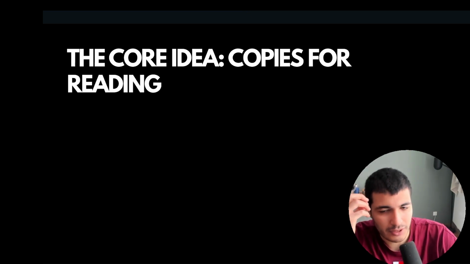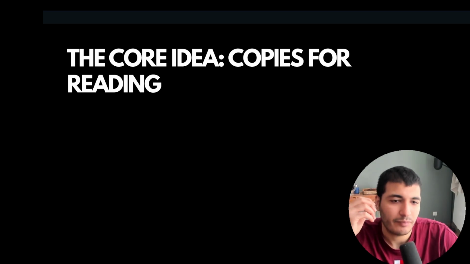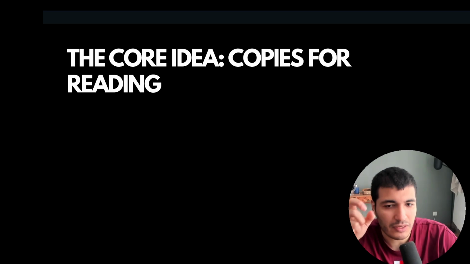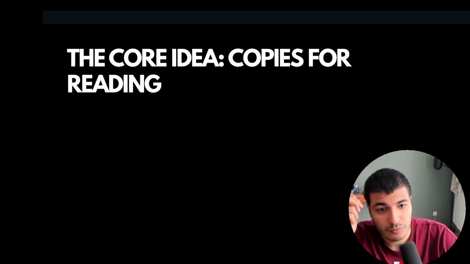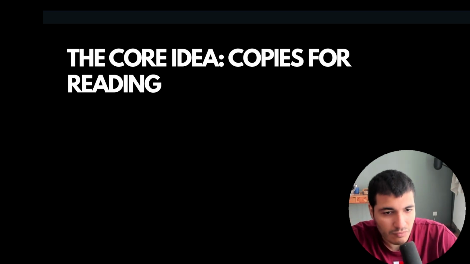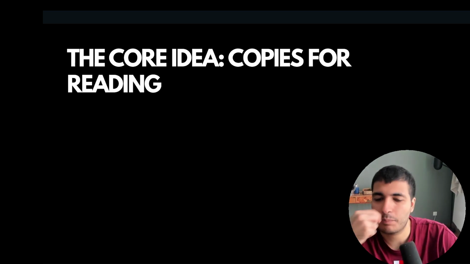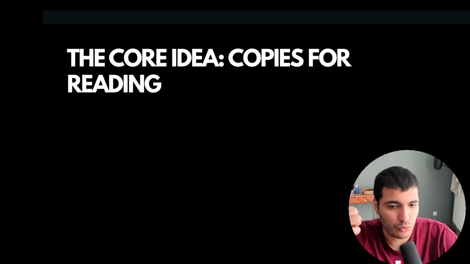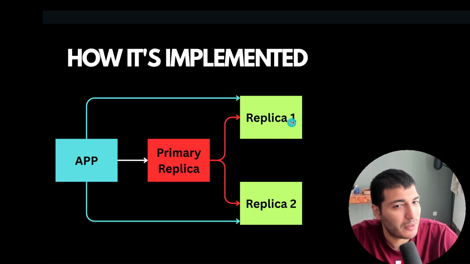The core idea behind read replication is simple but incredibly effective, especially for applications with significantly more read operations than write operations. You create one or more copies of your main or primary database. These copies are known as read replicas, while the primary database continues to handle all the write operations: the inserts, the updates, and deletes. The read replicas are dedicated solely to serving read queries. This effectively distributes the read workload, taking the pressure off your primary database and allowing it to focus on writes. Okay, I said a lot of good words, but we need to understand how it is implemented.